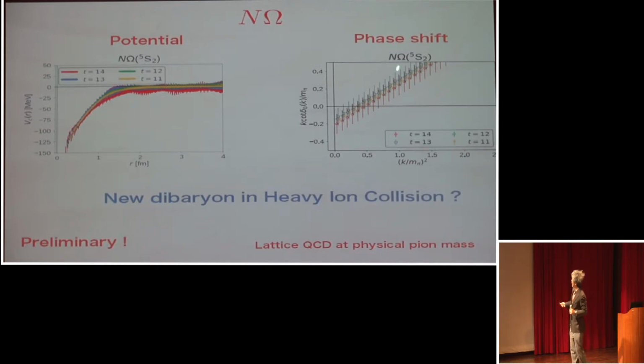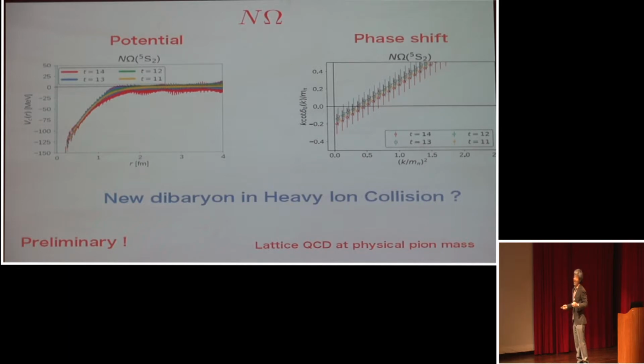It's a k cotangent delta plot. Again, this is 0. Therefore, this part gives 1 over the scattering length. The scattering length is negative in the particle physics convention. That means there would be a bound state around some energy region. Therefore, there exists some bound state. We did not calculate the binding energy at this moment, because it's very preliminary.